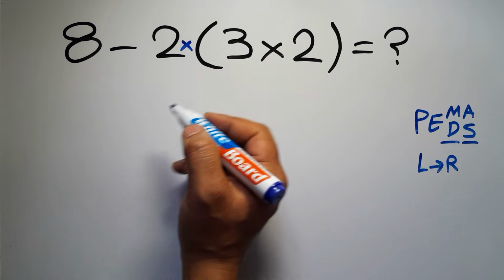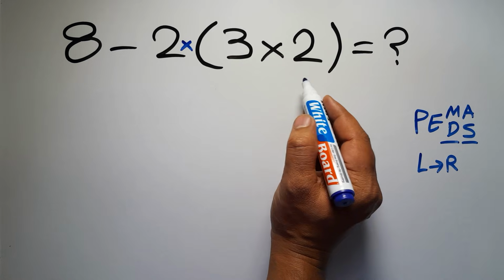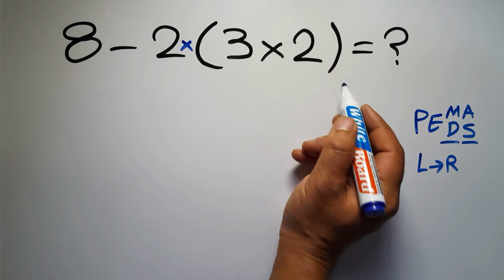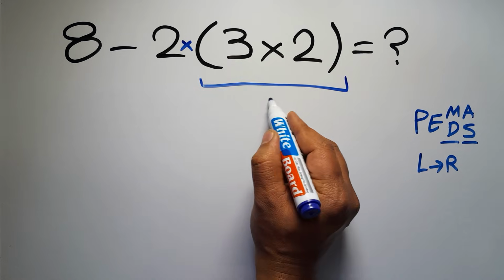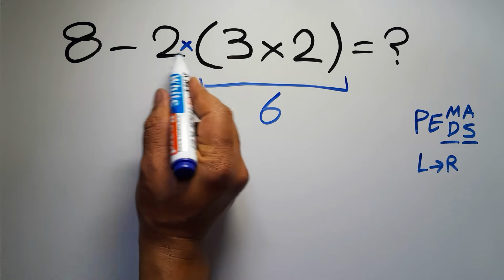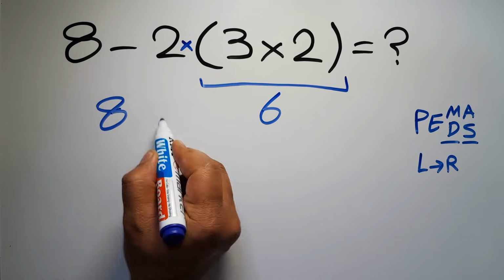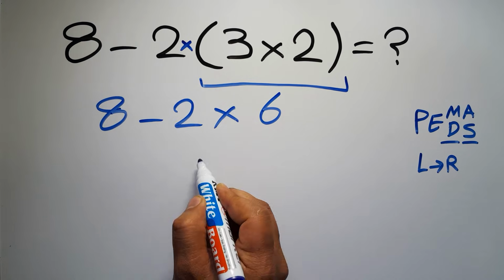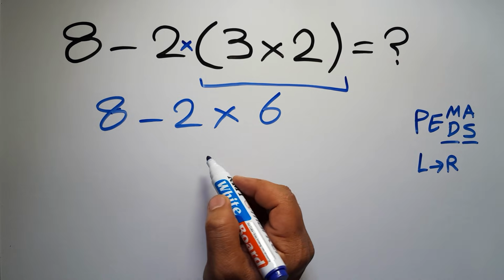Okay? So first, this parentheses. Inside this parentheses, we have 3 times 2, which equals 6. So 8 minus 2 then times 6. Now we have one subtraction and one multiplication.